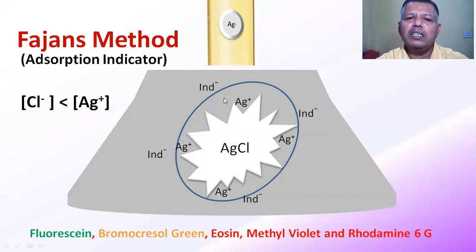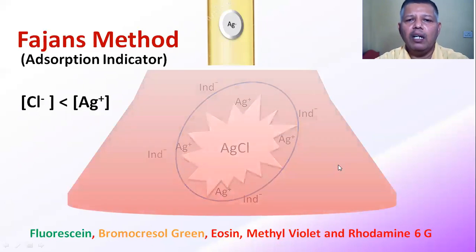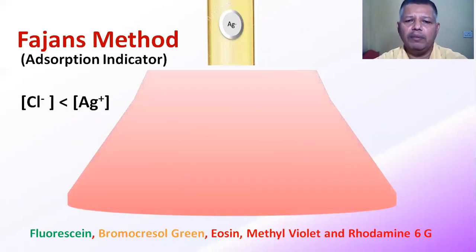the next silver ions are adsorbed on the silver chloride or silver bromide precipitate, and this silver ion forms a complex with the indicator instead of the positive ion, sodium or potassium. So the indicator forms the complex in the third layer, and it gives the formation of color, from colorless to pink. Now this is the end point of the titration. In this way Fajan's method is used.